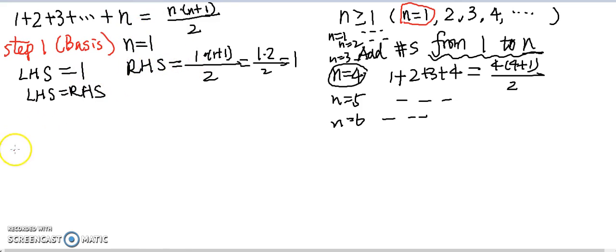Now, next step, we're not going to prove the formula holds for n equal to 2 or n equal to 3. We're going to prove a general case.